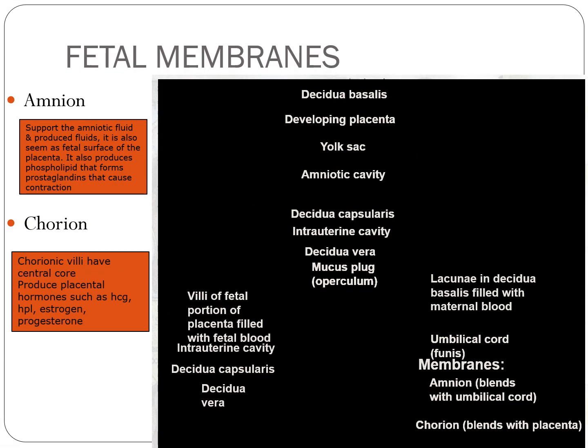So this was discussed earlier, the amnion and the chorion, right? The decidua basalis develops the placenta, yolk sac, amniotic cavity. The amnion, as mentioned, produces the fetal surface of the placenta, while the chorion has the chorionic villi, and the center core produces the placental hormones such as your HCG, HPL, estrogen, and progesterone. Remember, these come from the chorion.